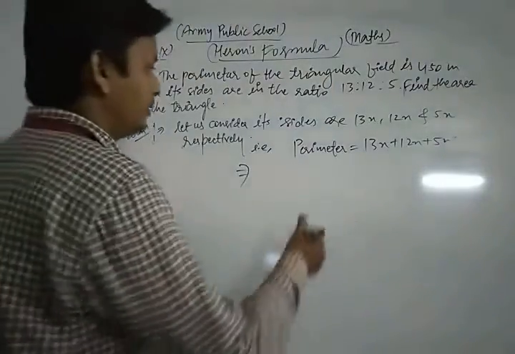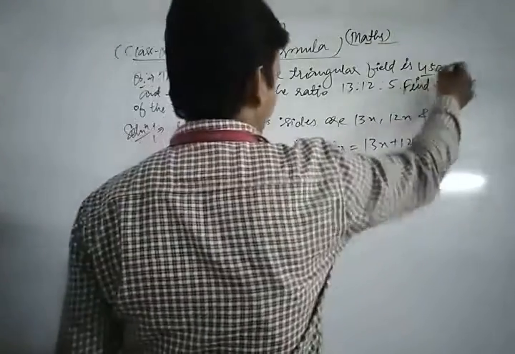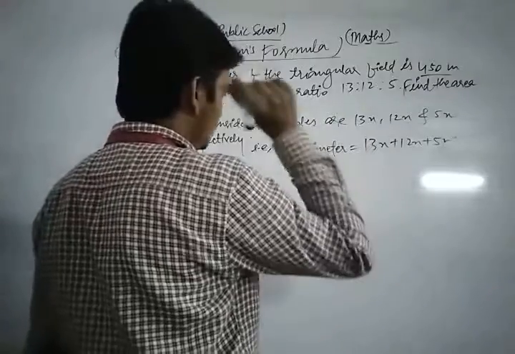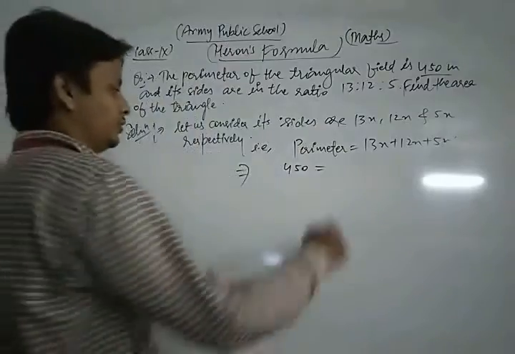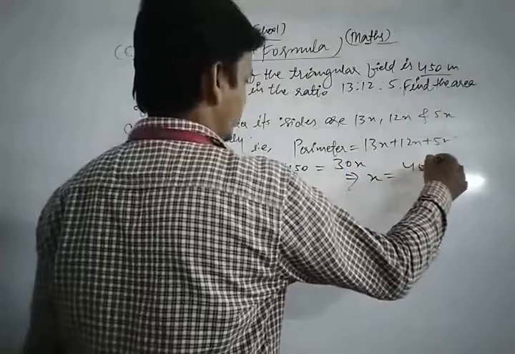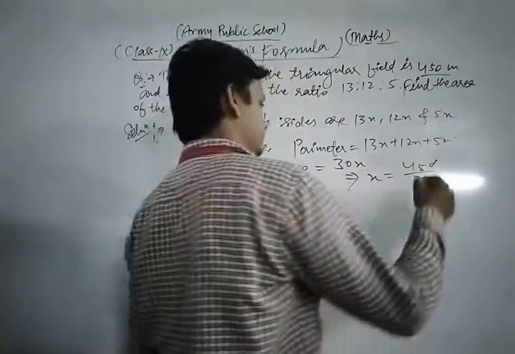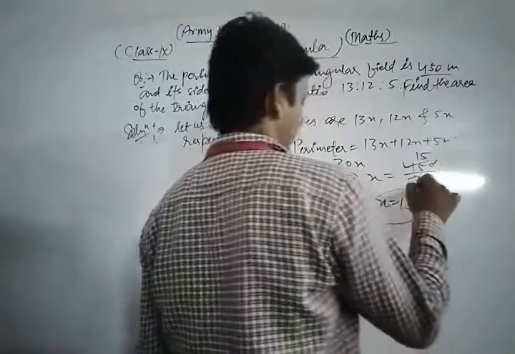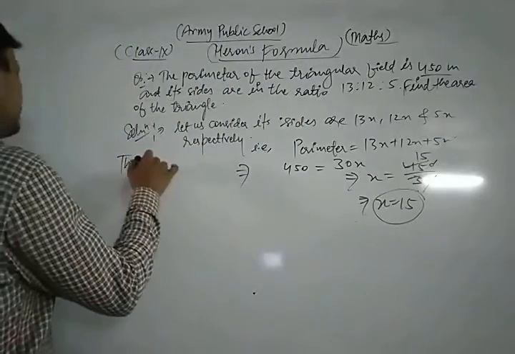Now we put the value of its perimeter, which is given as 450. So 450 is equal to 13 plus 12 plus 5, that is 30x. Now x is equal to 450 upon 30, zeros cancel each other, this is 15. So the value of x is 15.